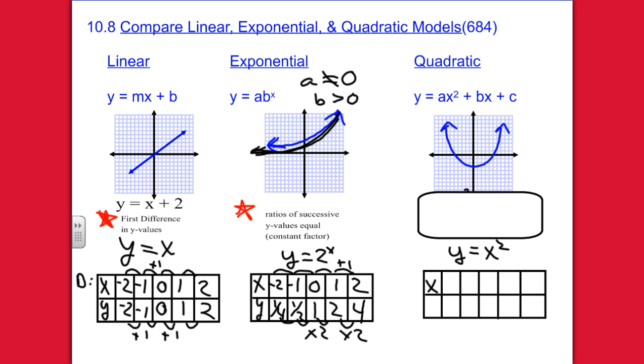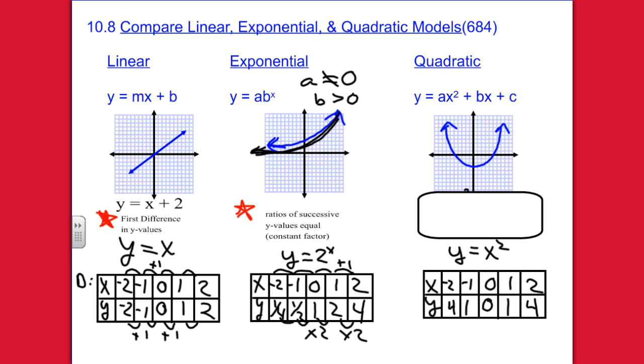So let's take a look at what happens in the range. We can use the same domain. Negative 2 squared is 4. Negative 1 squared is 1. 0 squared is 0. 1 squared is 1. 2 squared is 4. So is this what we would expect of a quadratic equation? Do you see the U shape popping out in the range down here?